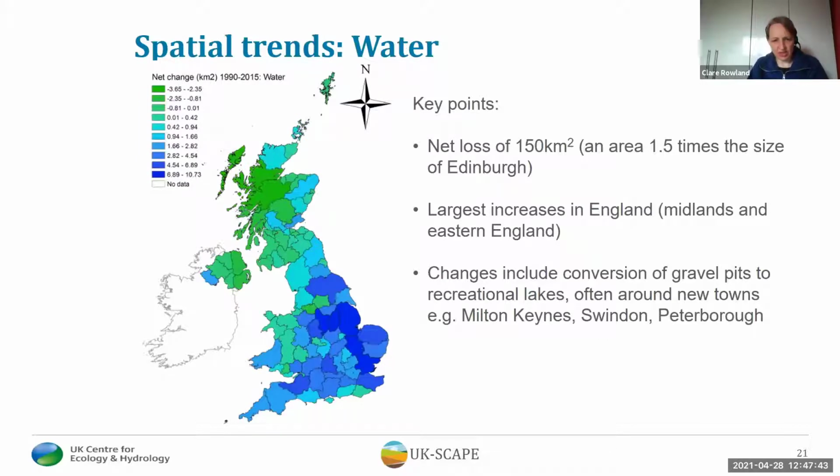We also see a slight increase in water. So this is some new reservoirs and also farmers increasingly having small water bodies on their land. And also particularly around places like Milton Keynes, which we looked at before, but also around Swindon and Peterborough, these new towns quite often have gravel pits on their outskirts. And those have been converted to new recreational lakes for boating and things like that.